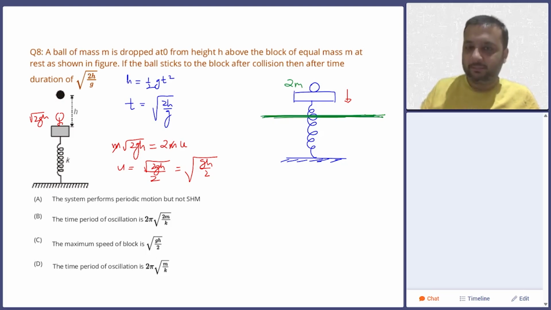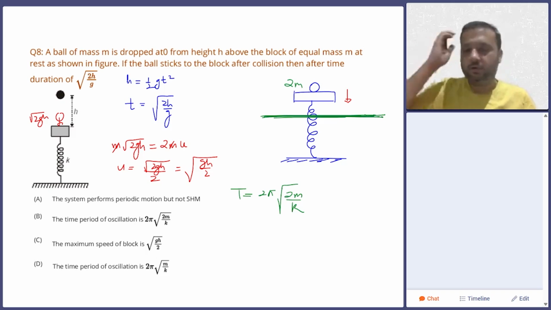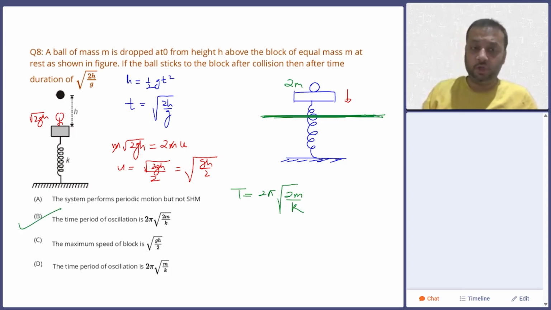So this will be the motion overall. Basically the block will perform simple harmonic motion, and for the spring block system the time period is 2 pi root of mass upon k. Mass is 2m and k is the spring constant. So this will be the time period of the oscillations. So option B is definitely correct. Motion will be simple harmonic.